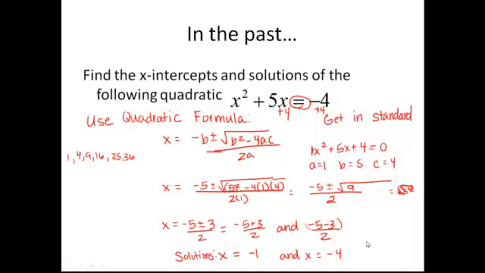Okay, and then the x-intercepts, remember how closely related they are? I'm just going to call them x-ints. Remember, those are just taking the solutions that you found and putting them in the form of a plot point on our graph. Okay, so there we have it. So find the x-intercepts and solutions. I hope this serves as a good review of what we've done in the past to find the solutions and the x-intercepts using the quadratic formula.